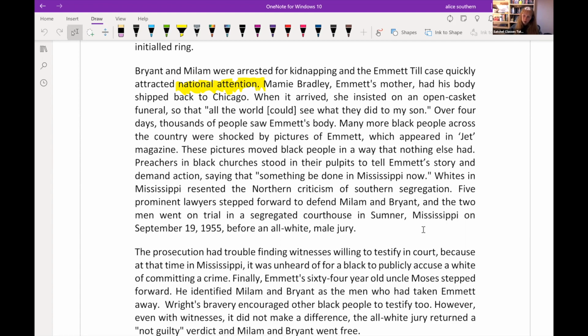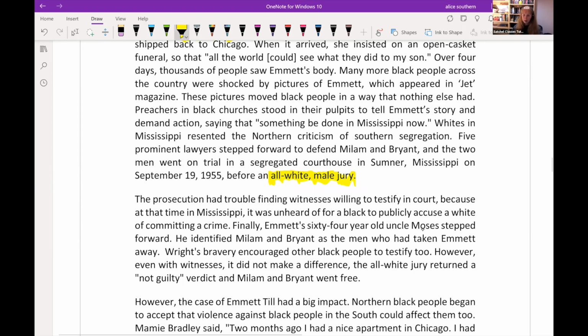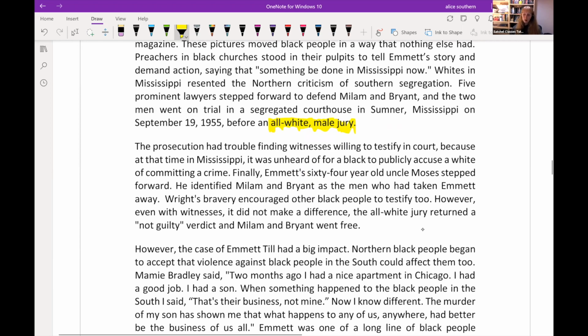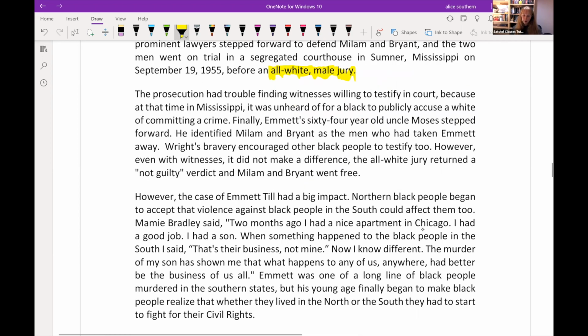Okay, and they were put on trial before an all-white male jury. So you can see what this verdict is going to be. They had no witnesses because it was unheard of for a black man to accuse a white of committing a crime. His uncle stepped forward and he identified them as the men who had taken Emmett away. But it didn't make a difference, and they got a non-guilty verdict and they went free.